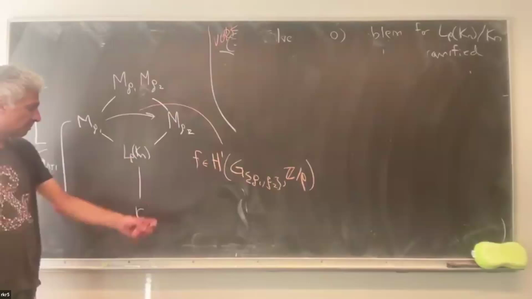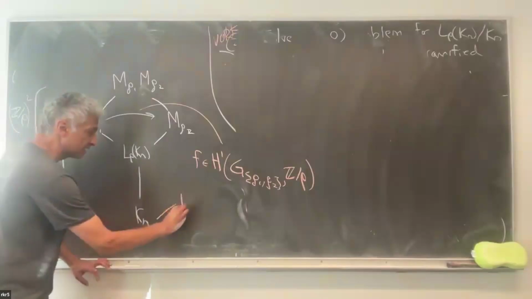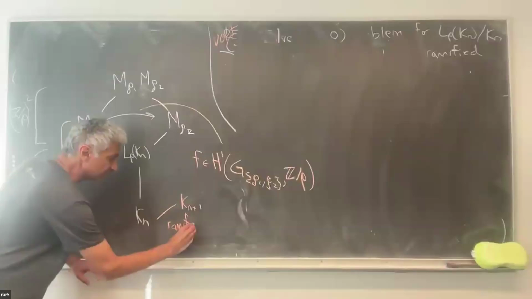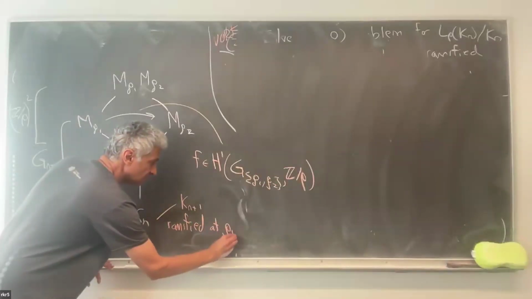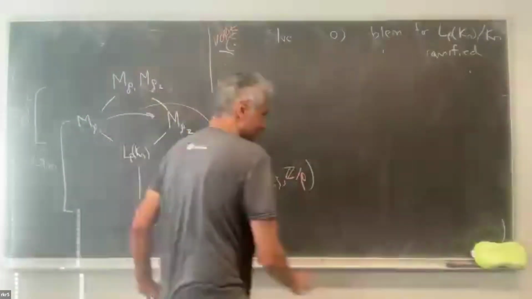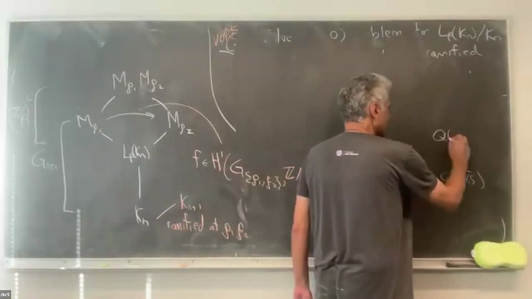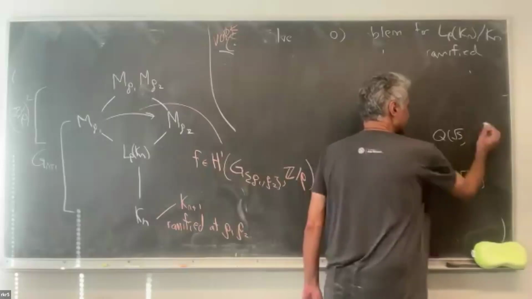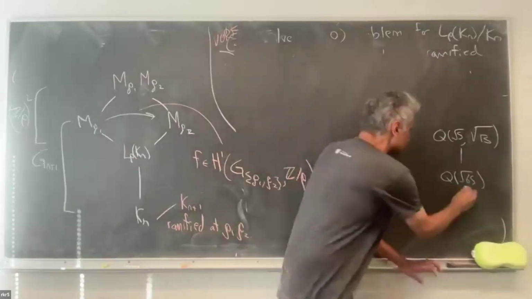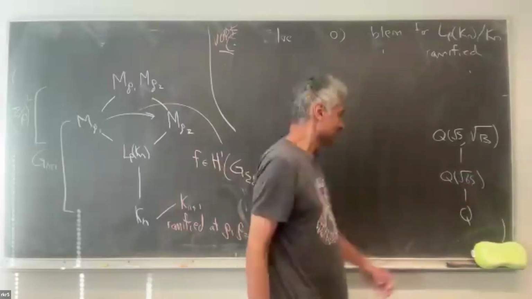But this is just a Hom from that big Galois group to Z mod P, and it cuts out an extension. And it's ramified at both of these. Remember how, when we had Q root 65 and we went to Q root 5 and Q root 13, this was unramified because all the ramification was absorbed in this diagonal extension.